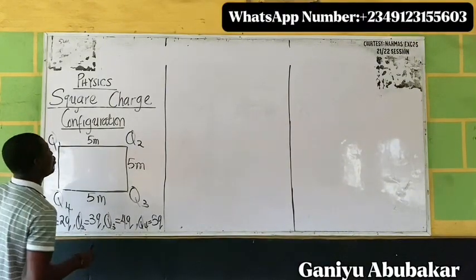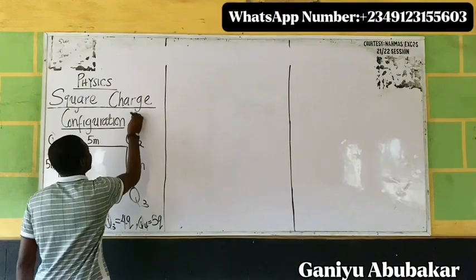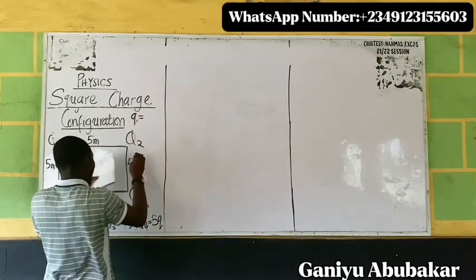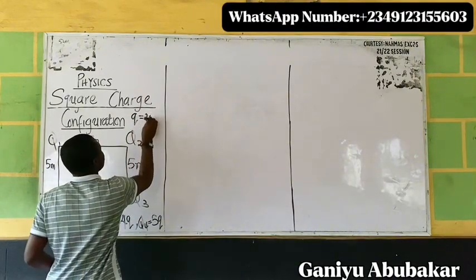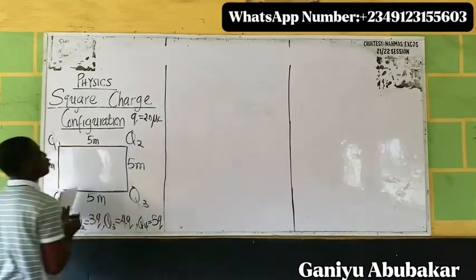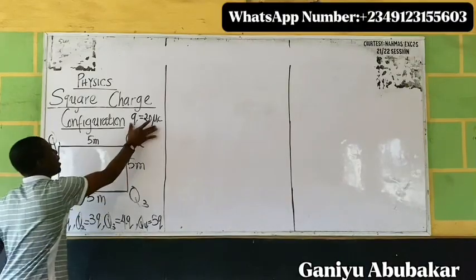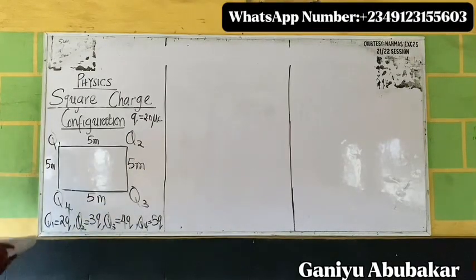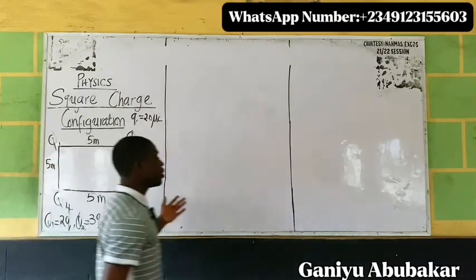I'm given the value of Q. So Q is a constant in this case. Small q is given as 2.0 microcoulomb. So this Q is given there as a constant. All right, I'm done with analyzing the question.